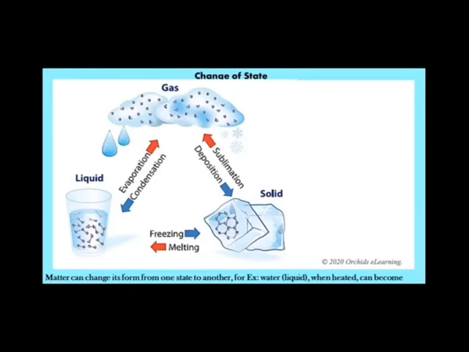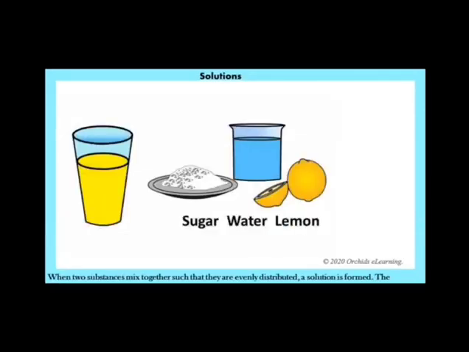Now we know that the states of matter can be interchanged. We can change the liquid into gas, we can change the gas into solid, we can change the solid into liquid also, and there are so many processes by which we can change the states of matter. So the states of matter can be interchanged. Now the next topic is solution. So what is a solution?